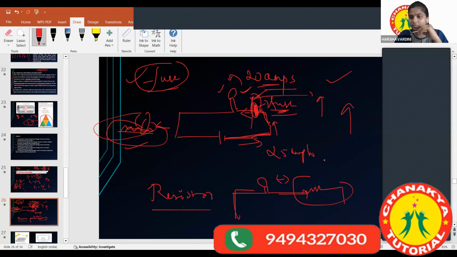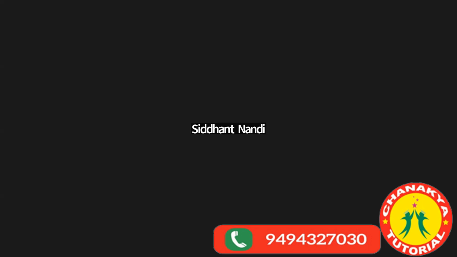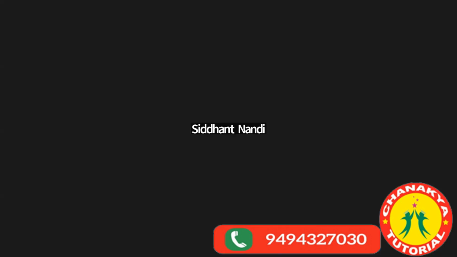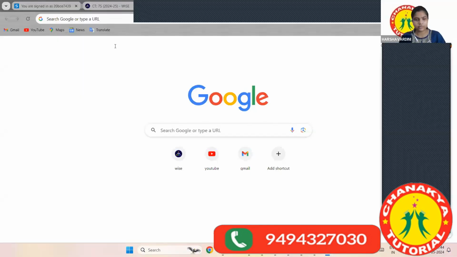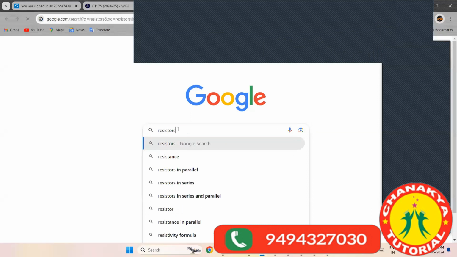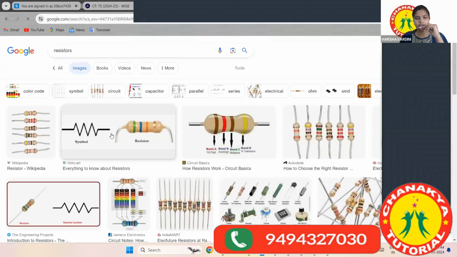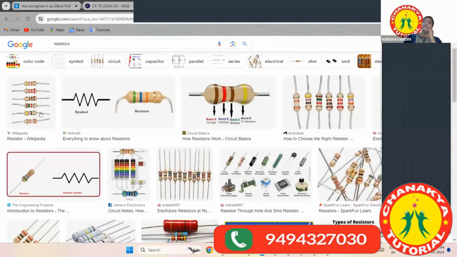Yes? How does a resistor look? Ma'am, how does a resistor look? Okay, I'll show it on the net. Ma'am, I think I have a resistor in my home. I have seen the resistor in my lab. I'll be showing you. We use this for electric circuits.